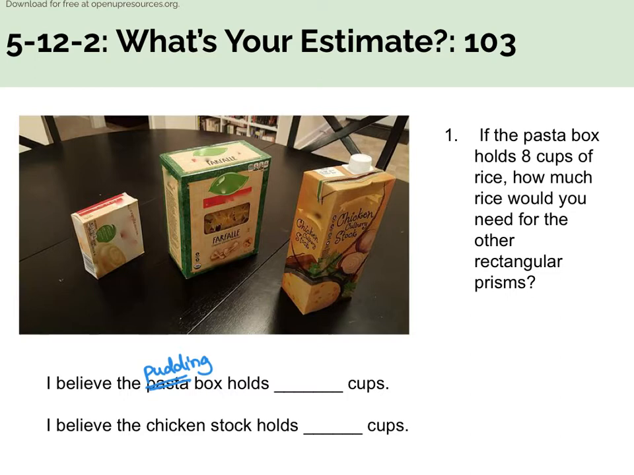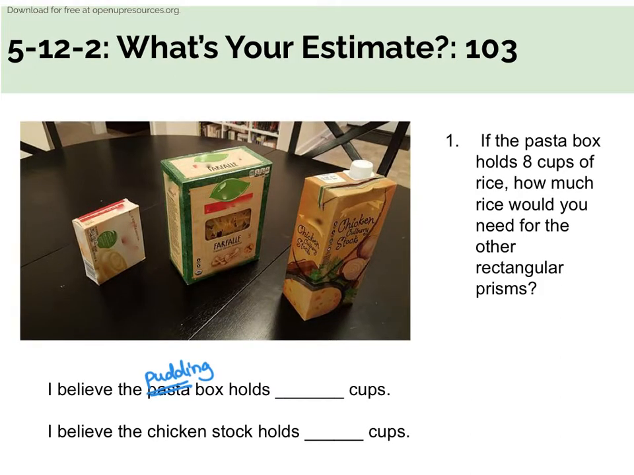So the pudding box, I'm going to say it's probably around 1.5 cups. The reason I say that is notice how the bottom of the pudding container is not the same width as the pasta container. So it's not just half. I'm thinking more around a third. So if you had around 1.5 cups, then that's actually really good. Let's look at the chicken stock. Look how it is. It is as tall as the pasta one, but it's also not as skinny. So if we look at all the different rectangles that make up the chicken stock, I'm thinking it's probably going to be around 4 cups of rice.